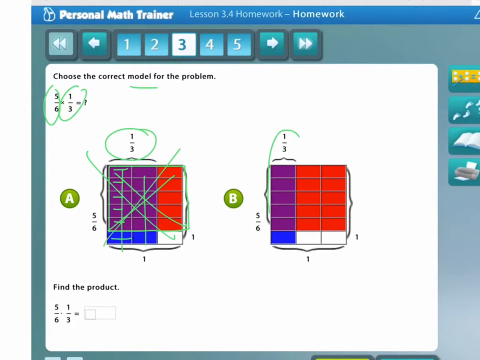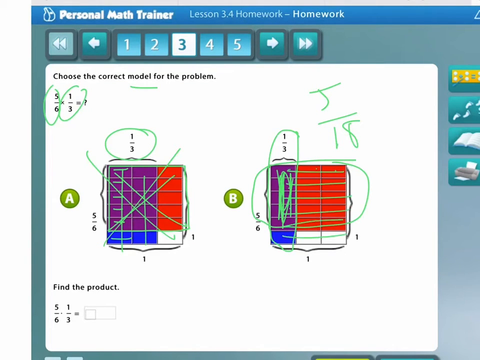So you look at the 1/3 of the box this way and the 5/6 of the box this way, and the parts that are shaded both blue and red turn to purple, and you end up with 1, 2, 3, 4, 5 parts out of a total of 18 parts. If you counted up each of these parts, you'd end up with 18 total, so 5/18. And if we just do the algorithm, it's 5 times 1 is 5, and 6 times 3 is 18. So the answer is 5/18.